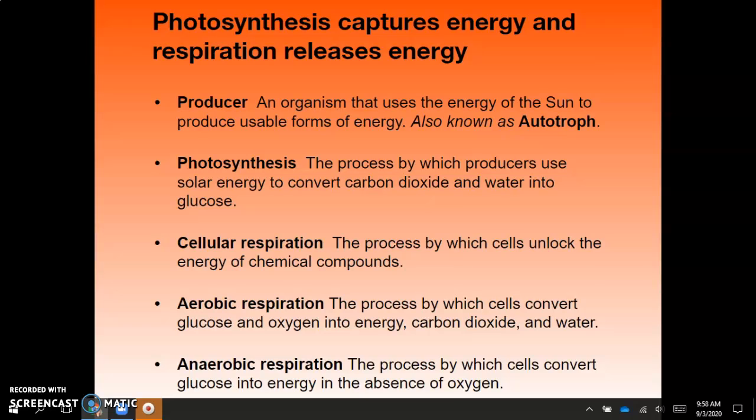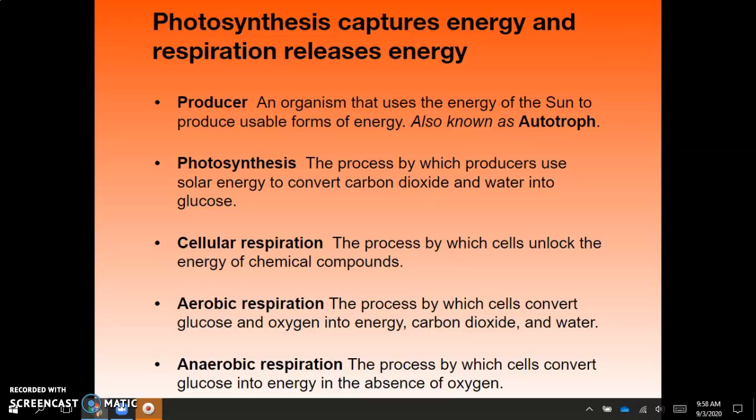So when we eat plants, we're eating those simple and complex carbohydrates that have been created from photosynthesis. Photosynthesis is just the process by which producers use solar energy to convert carbon dioxide and water into glucose. And remember, glucose is a sugar.